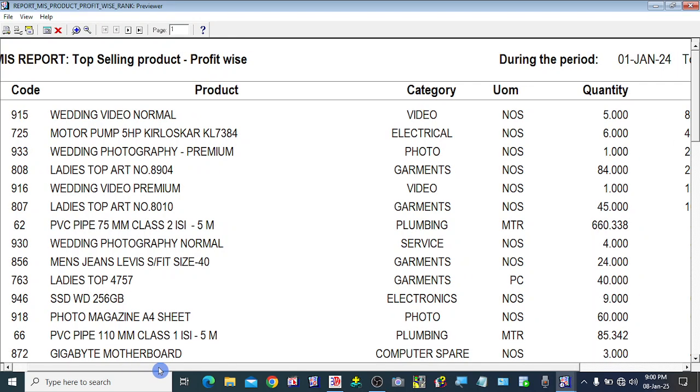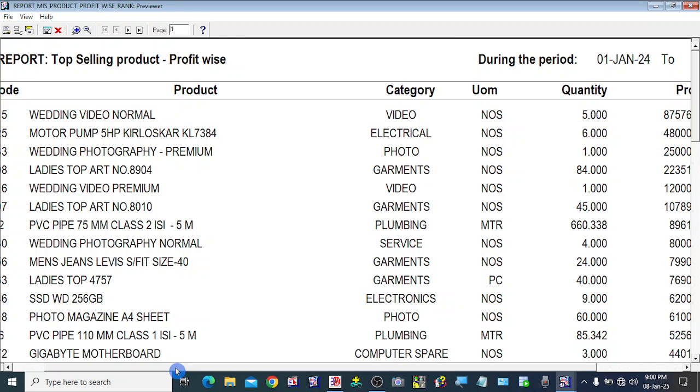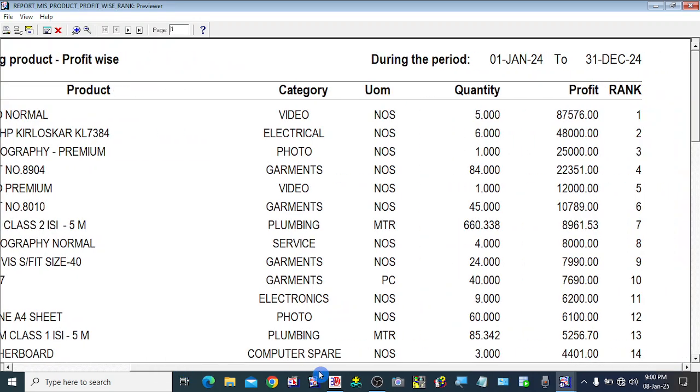Here the first item, wedding video normal. It means consider we are doing a business of photography. So wedding video normal photography is the total profit generated service during the period 1st January to 31st December. Here we can see the quantity is 5. It means there were 5 events of wedding photography. Out of that, we have generated a profit of 87,576.